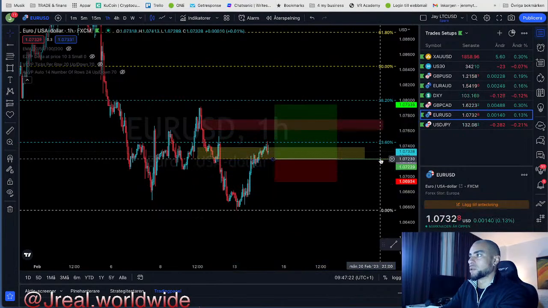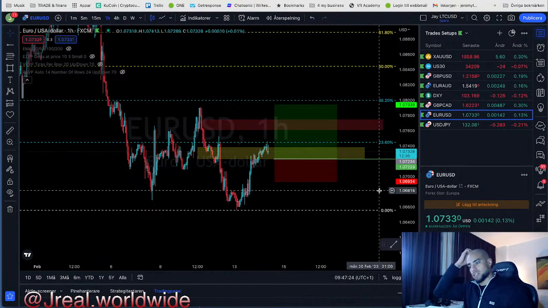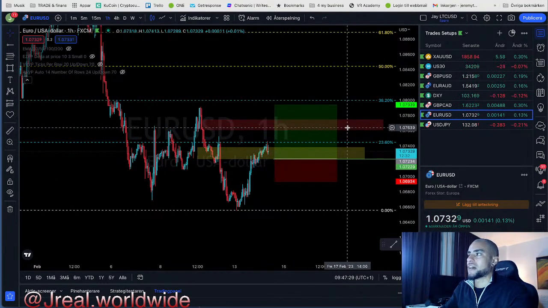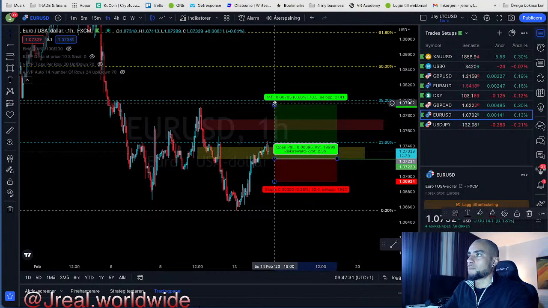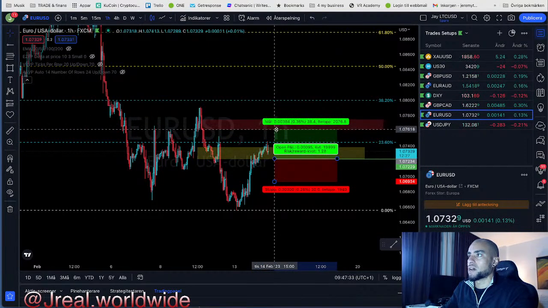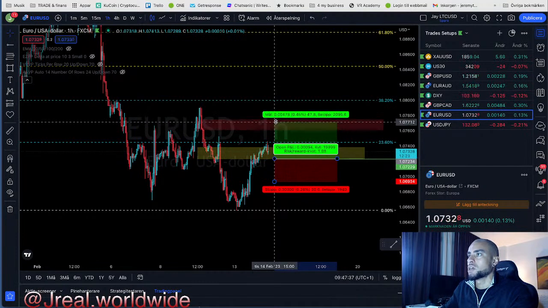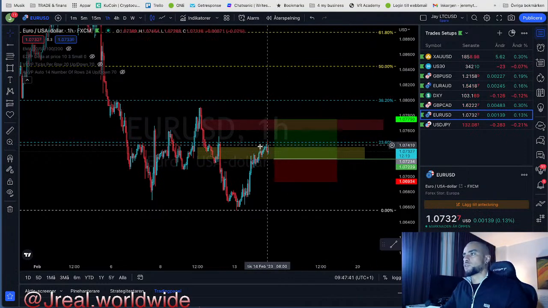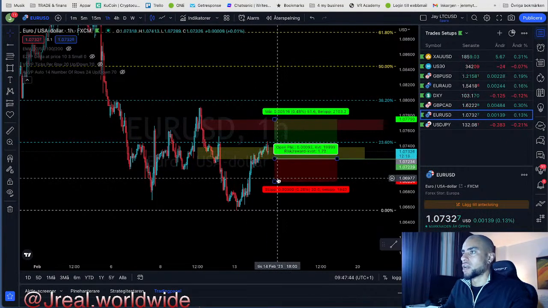So now we can remove this Fibonacci to clear this chart a little bit. And now we know this is the sweet spot zone, and this is the supply zone. If the market goes up, I would definitely put my take profit either at the bottom of the supply zone or at the top of the supply zone. But we want more confirmations first to see if we're jumping into this market or not.